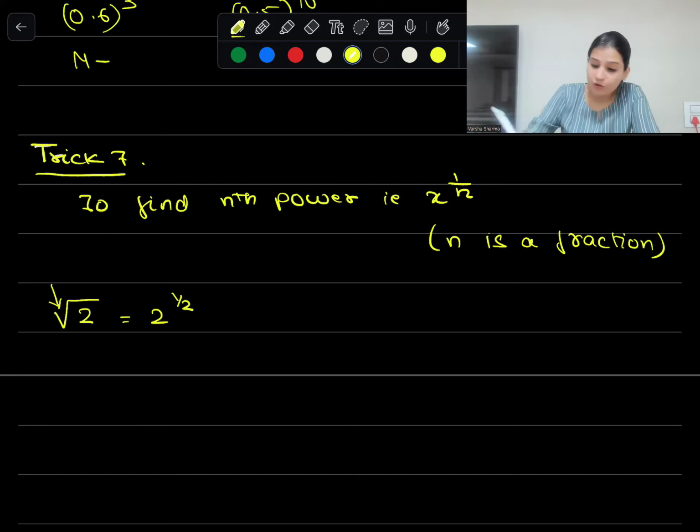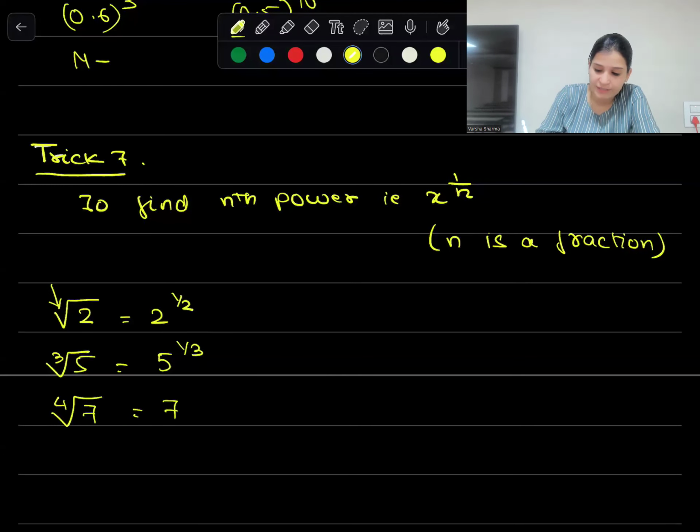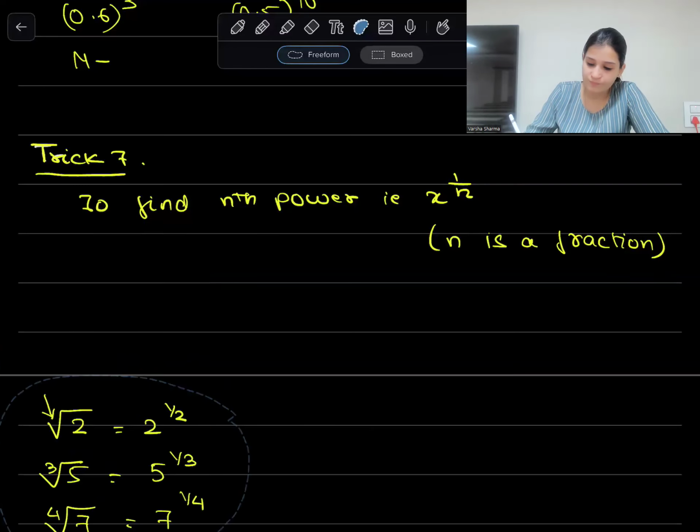But I cannot find, say, cube root 5. Cube root 5 means 5 power 1 by 3. I cannot find the fourth root of 7, that means 7 raised to power 1 by 4. These options are not there in your calculator. So how do we find these values? This is what I'm about to show. Your calculator can find the square root directly, but it cannot find the other roots. So this is the trick that we'll be using here.